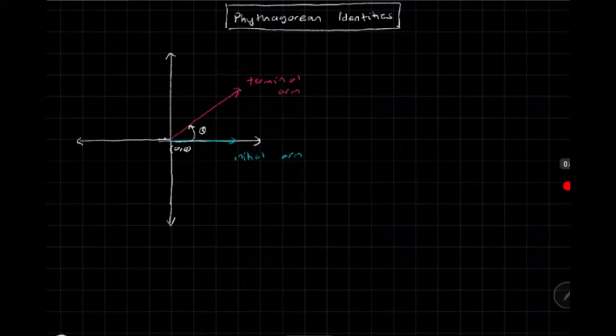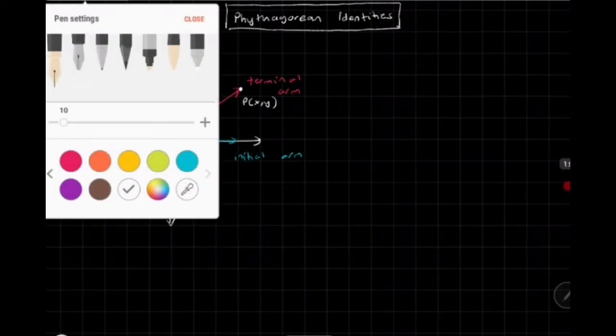Now we can look at the end point of the terminal arm as a coordinate in terms of x and y, and this is actually a way for us to describe the position of the terminal arm and thereby discuss what the angle could be between the initial and terminal arm. So we're looking at this point of the terminal arm.